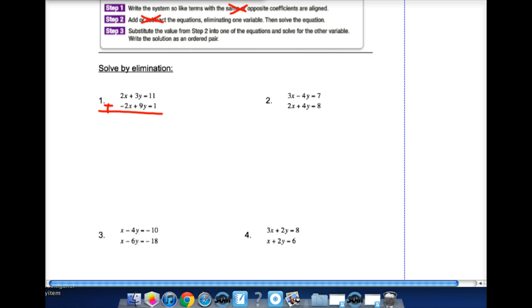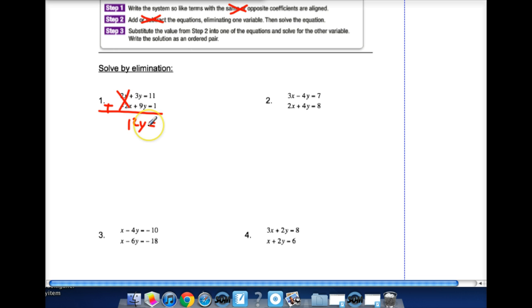Okay? Albano, what's 2x plus -2x? Oh, then you see it. Shh. 0. You just, what do we do to the x's? Eliminate them. We eliminated them. Elimination. Okay, Sophia, what's 3y plus 9y?